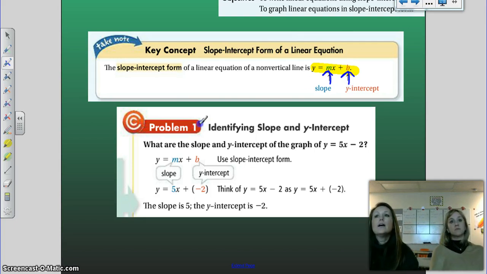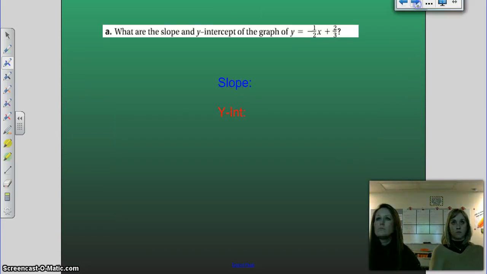Awesome. All right, so again, here's how you do it. You identify the slope is 5, it's right there. The y-intercept is -2, it's right there. It just tells me specific locations of that line on the graph. So let's look at example 1.